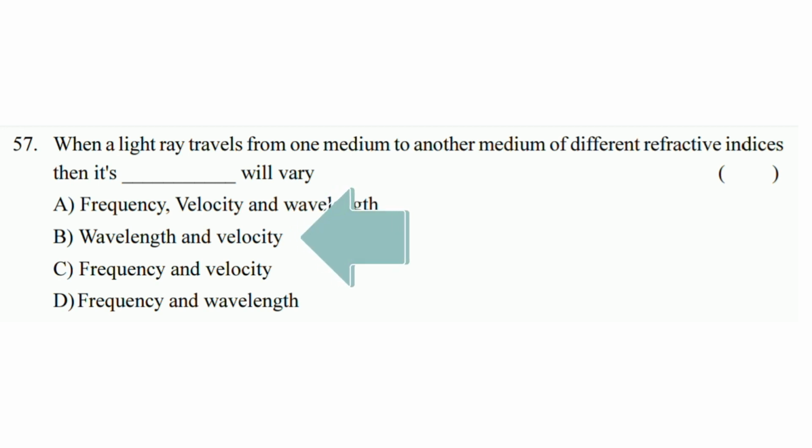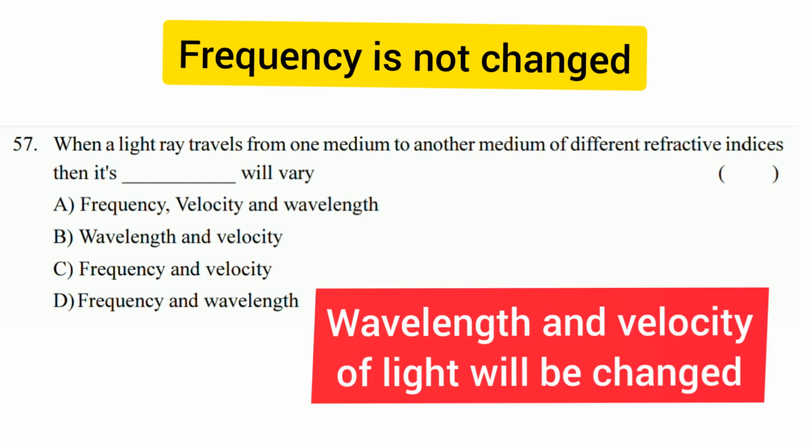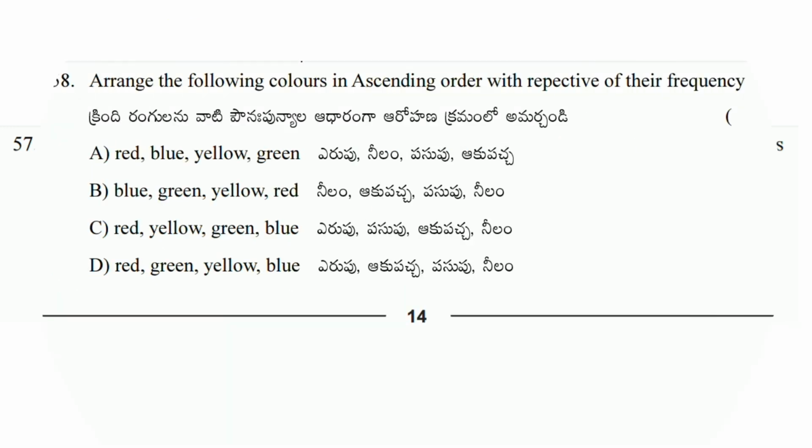That means wavelength and velocity are changed and frequency is not changed. So upon watching this bit, you have to remember frequency is not changed when a light ray travels from one medium to another medium. So here the answer is B, that means wavelength and velocity. Watch this bit. Arrange the following colors in ascending order with respect to their frequency: red, blue, yellow, green.